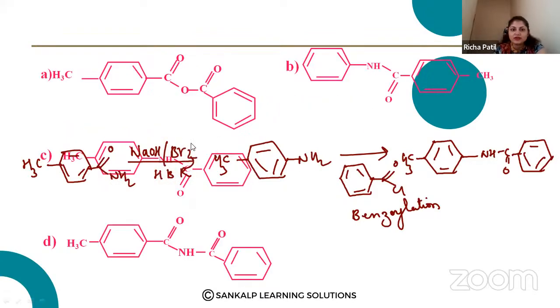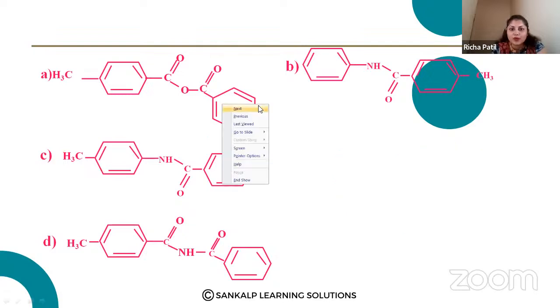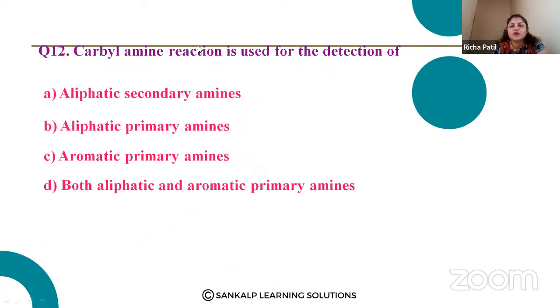Which is option A, B, C, D? You can see the options. So it is C, right? The answer is C. Yes, so we'll go for the next one. I hope you have understood it. We have done the Hoffmann bromamide reaction followed by benzoylation.